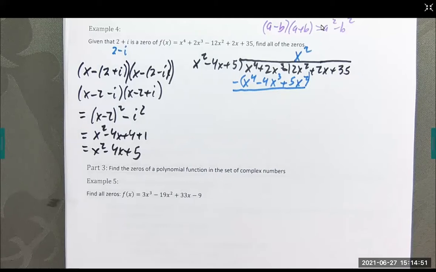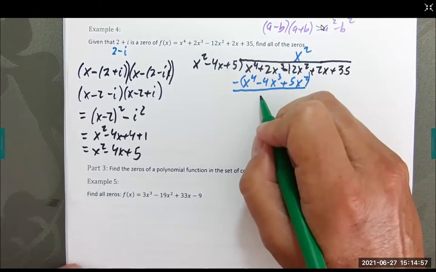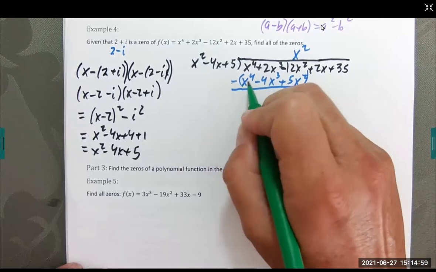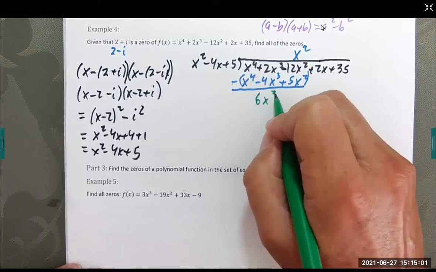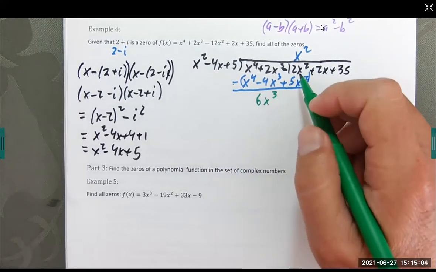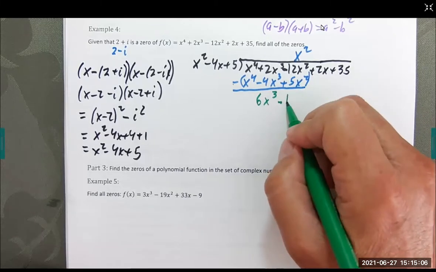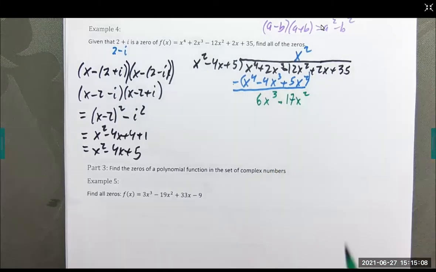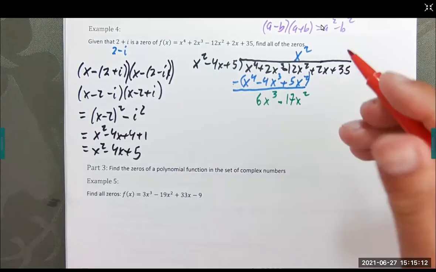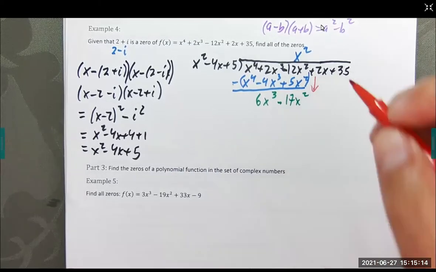All right, that is going to give me 6x cubed, because it's minus minus. 6x cubed. That's going to give me minus 17x squared. And then we're going to bring down 2x.